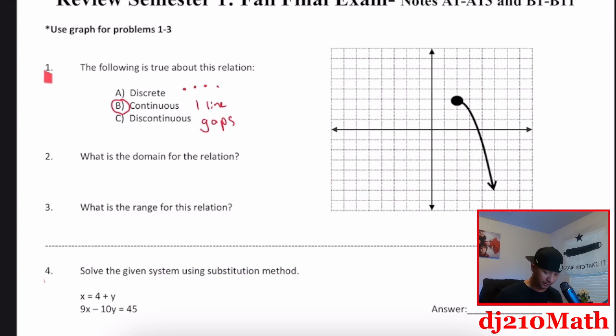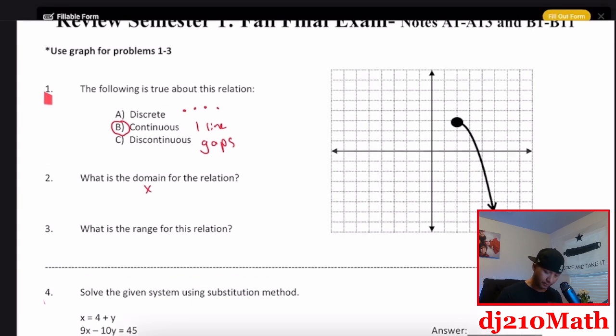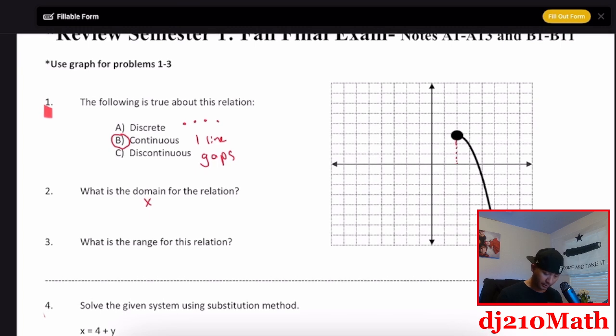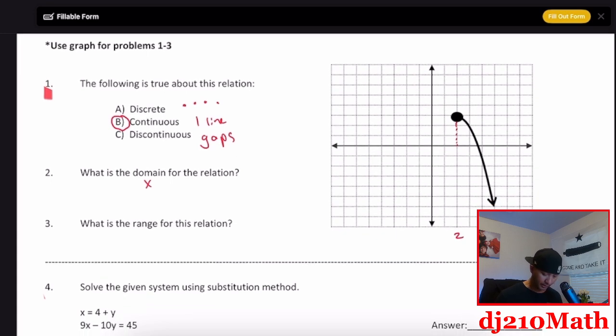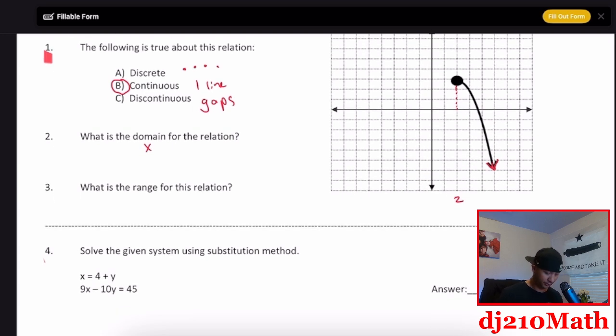All right, the domain, remember it's the x values. So we're looking at the x values. So it starts, we'll call this -2. Oh, I'm sorry, +2. And then it goes to the arrow, which is infinity basically. So this is 2 bracket because it's a closed circle towards infinity.